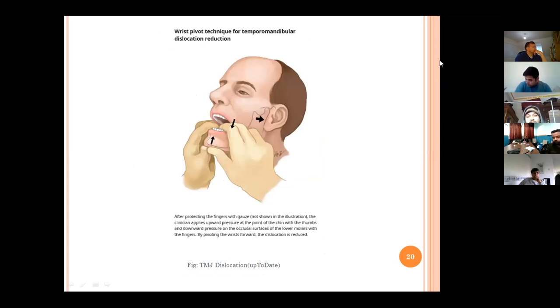And the wrist pivot technique. In this technique, also the index and the other fingers are protected with a gauze piece, and pressure is applied to the chin in the upward direction by the thumbs and downwards by the other two fingers, and using the pivotal action of the wrist, the jaw is pushed backwards, and this will also help in relocating the jaw.